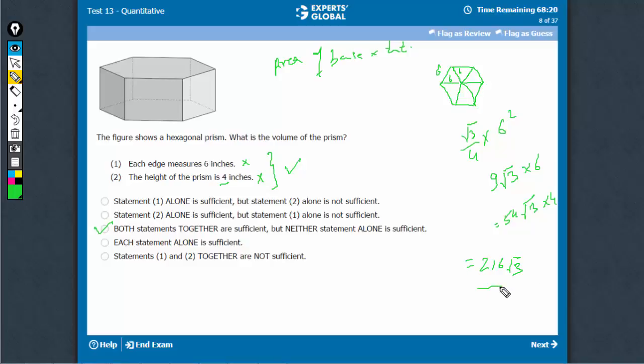Again, this value is not important here. This is just to explain. Practically what matters is that together we'll get to a unique answer. Therefore the answer is option C.